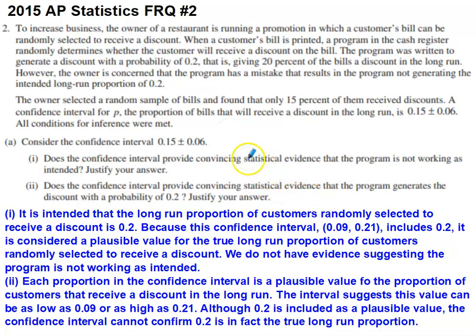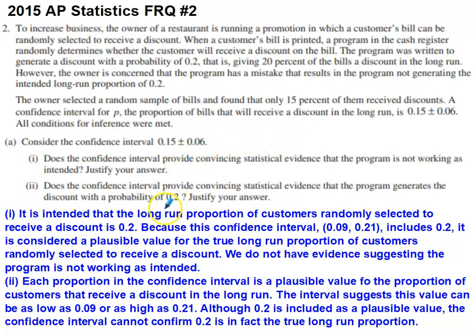So in part A, it's saying, all right, here's your interval, the same one that was presented back here. Does the confidence interval provide convincing statistical evidence that the program is not working as intended? Justify your answer. So you've likely talked about the relationship between a significance test and a confidence interval. We don't even know what the confidence level is here, but we don't really need to know it.